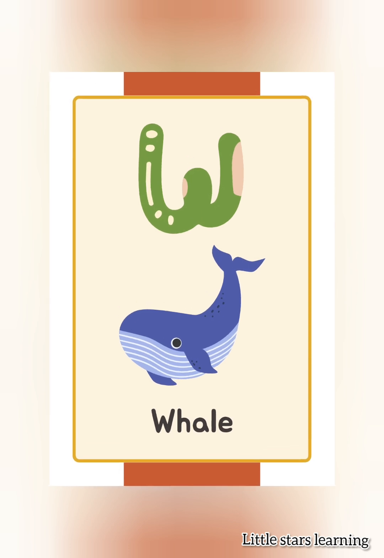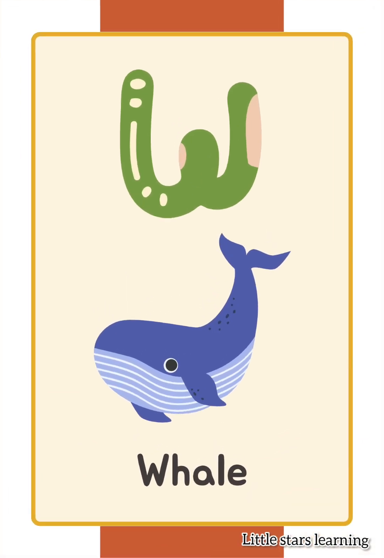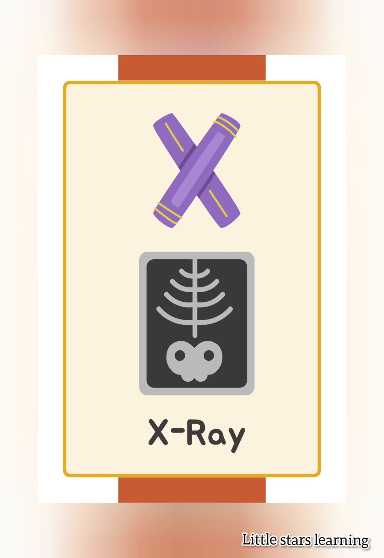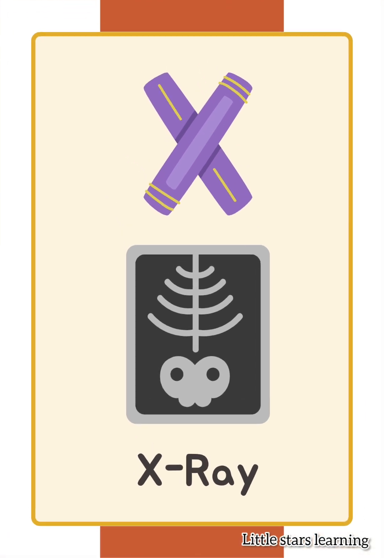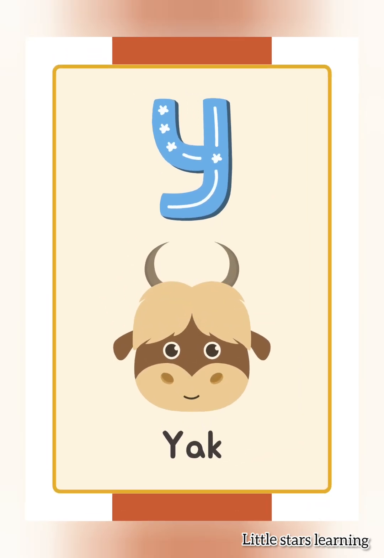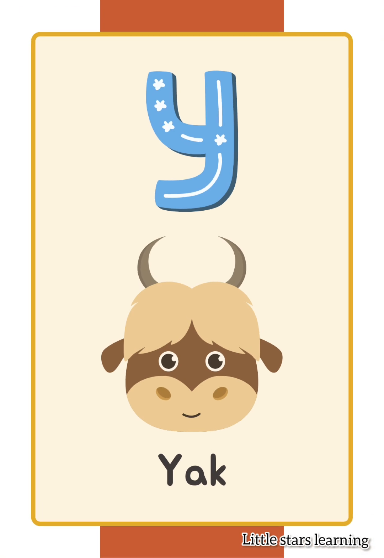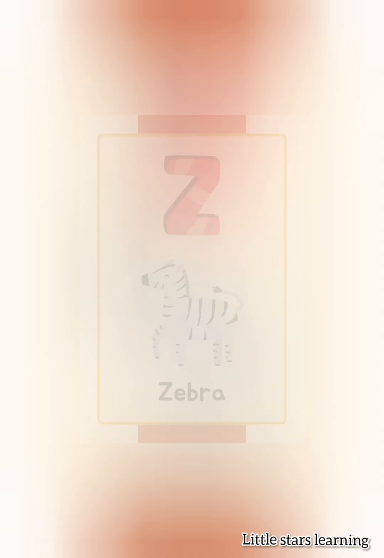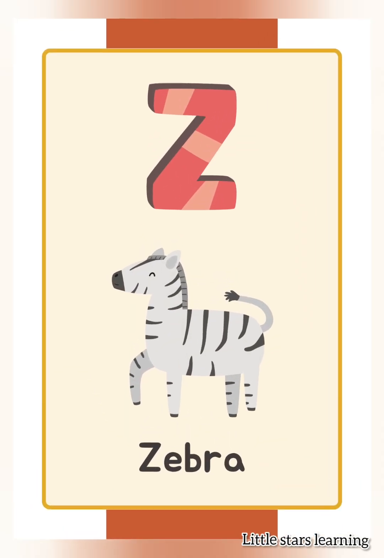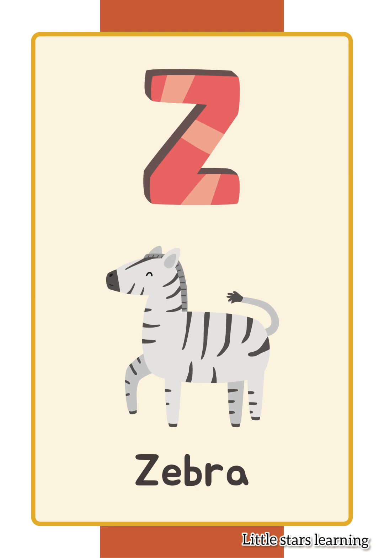W is for whale, whale, whale. W is for whale. X is for x-ray, x-ray, x-ray. X is for x-ray. Y is for yak, yak, yak. Y is for yak. Z is for zebra, zebra, zebra. Z is for zebra.